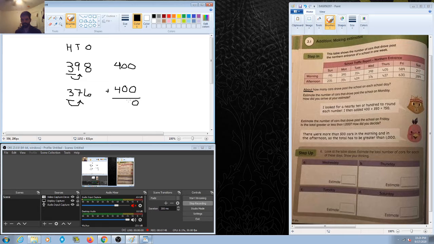Okay. So on Wednesday, the sum of our estimate is going to be 400 plus 400. 0 plus 0 is 0. 0 plus 0 is 0. And 4 plus 4 is 8. So our estimate for Wednesday is 800. Okay, let's go ahead and look at the next one.